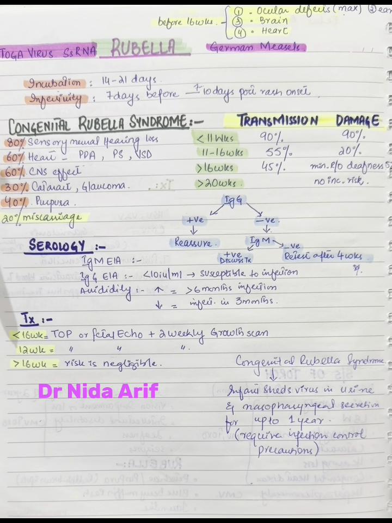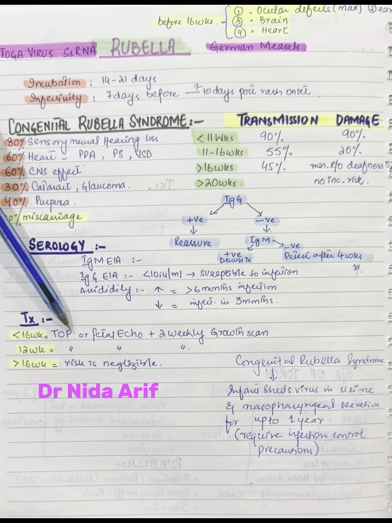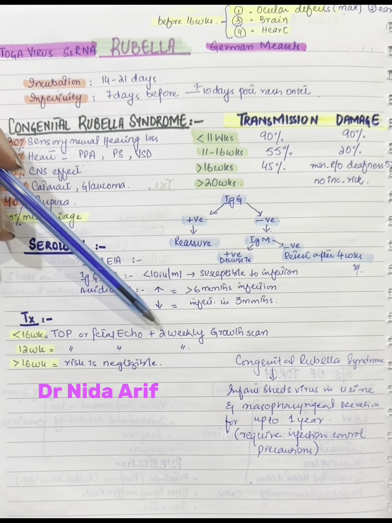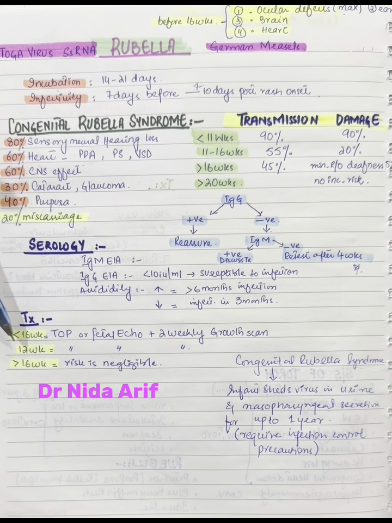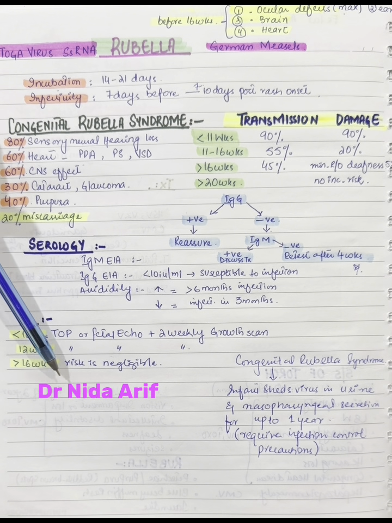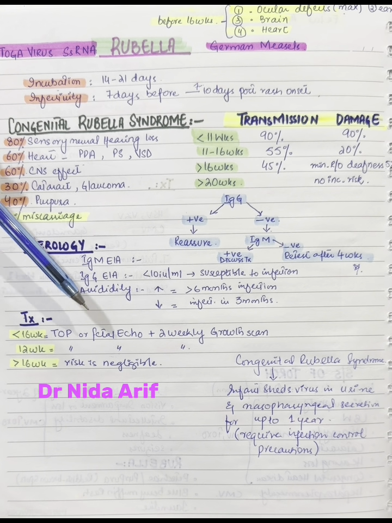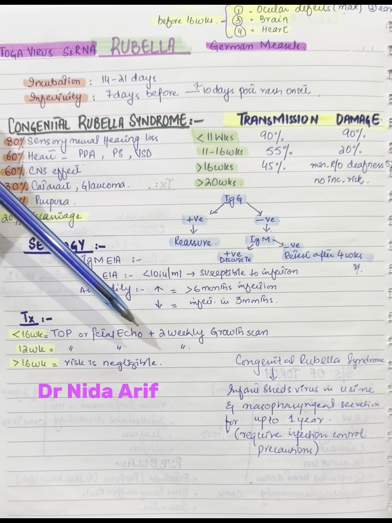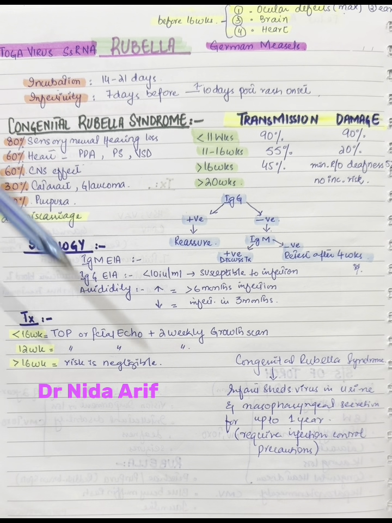Now the treatment, this is MCQ. All right, if a patient is coming before 16 weeks with rubella infection, IgM positive, this is what we are going to do: termination of the pregnancy or fetal echo and 2 weekly growth scans. All right, at 12 weeks, same treatment, but after 16 weeks, the risk is negligible. All right, the patient can continue the pregnancy, but definitely we will monitor the baby on anomaly scan. We are going to do fetal echo and we are going to monitor the growth of the baby.